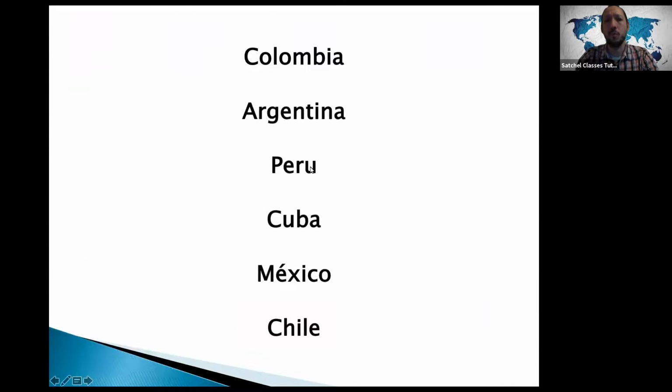But what if I didn't want to actually use the word or the country, but I wanted to use the actual nationality? Well, for these countries here, Colombia, Argentina, Peru, Cuba, Mexico, Chile, it's very simple. We are just going to add something at the end of each one of those words. Now, you need to remember that, of course, we follow the masculine and the feminine. So when you're saying I'm Colombian, you need to remember, do I want to use the feminine or the masculine version of it? Now, the masculine will be a word ending in O. The feminine will be a word ending in A.